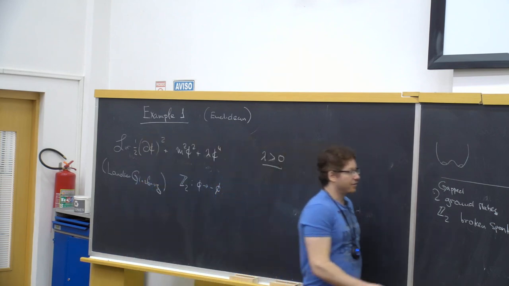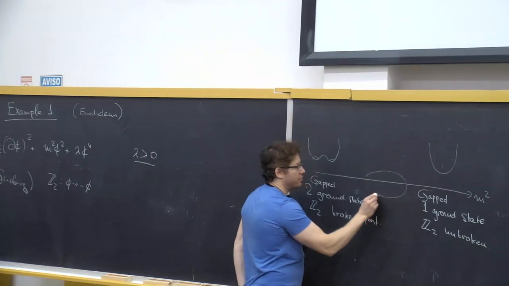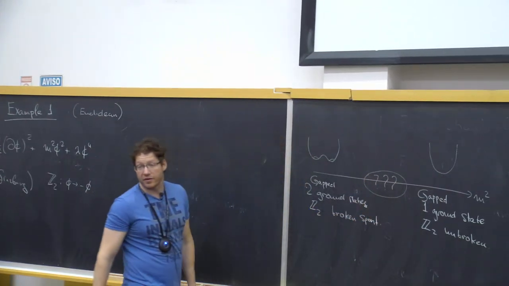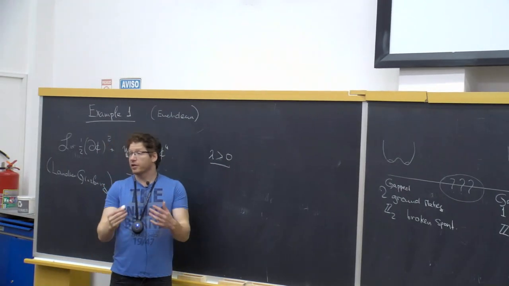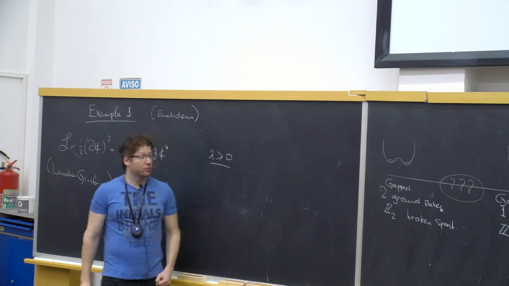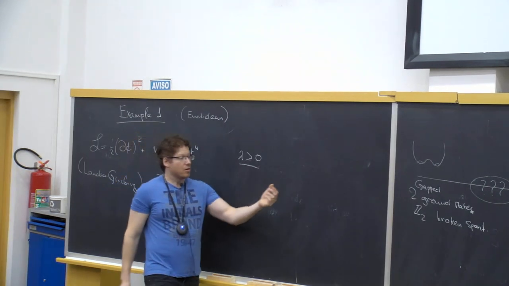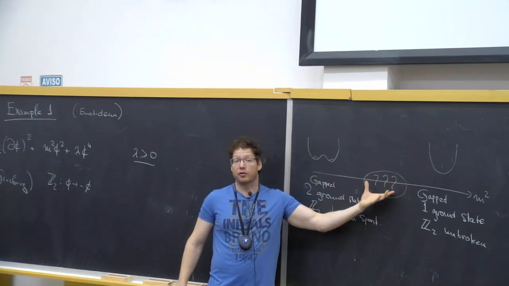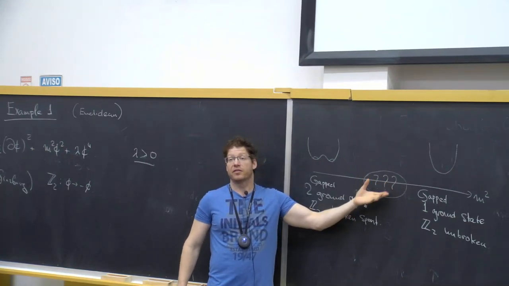So these are correct facts. And then there is an intermediate regime where there are dragons, right? Where we cannot compute anything from first principles because the theory is strongly coupled. So let's try to do some dimensional analysis to try to understand what is this region where quantum fluctuations are big. What is this region all about?